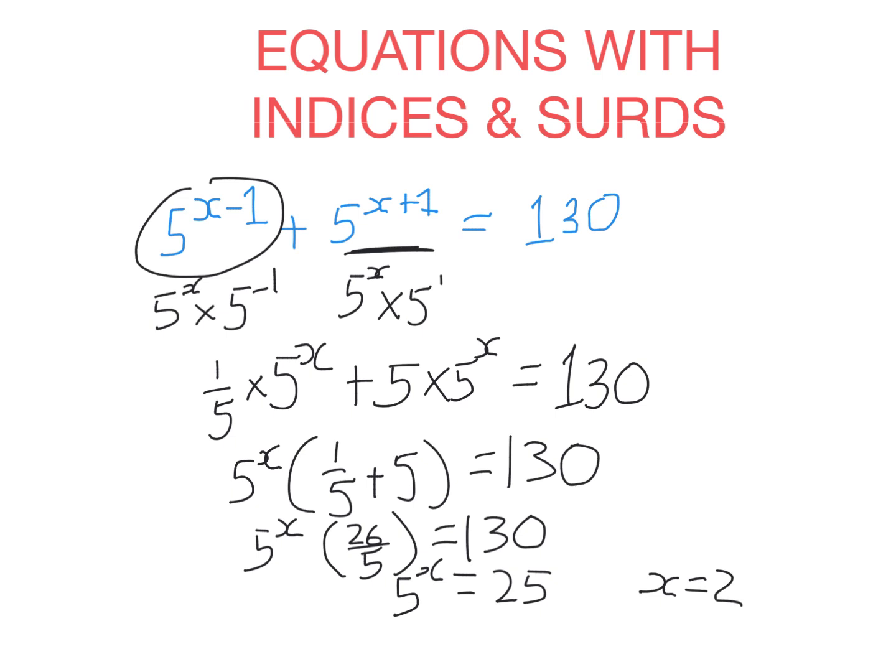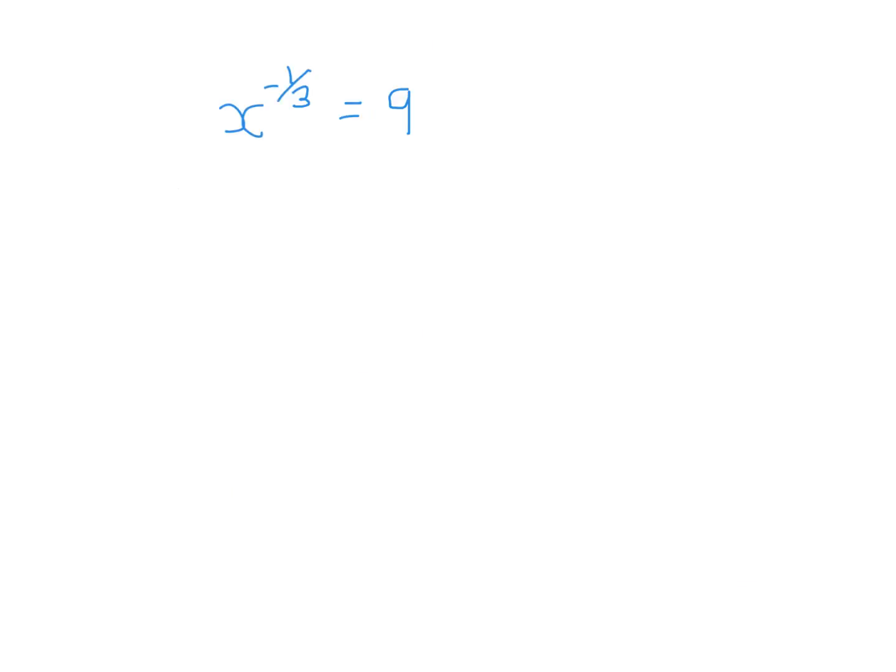All right, let's now look at an equation involving surds. So here we have x to the power of negative a third equals 9. Now these kind of equations come up a lot and people seem to have a lot of trouble, so that's why I thought we would go through this. So note that x to the power of negative 1/3 using our index laws is 1 over the cube root of x.